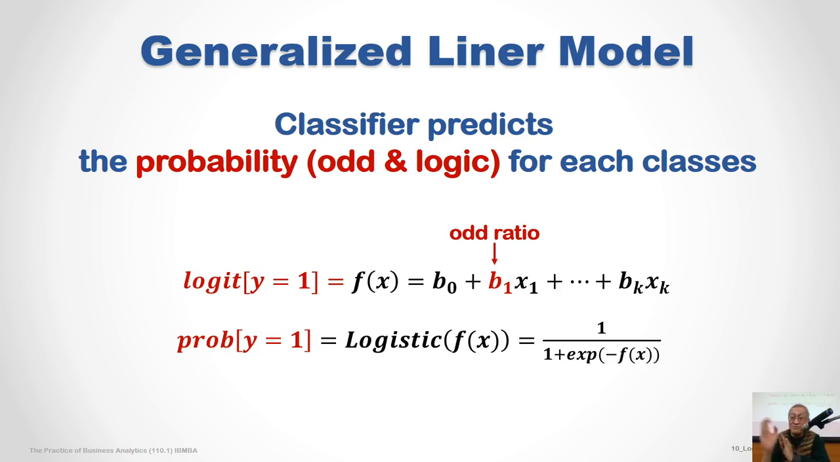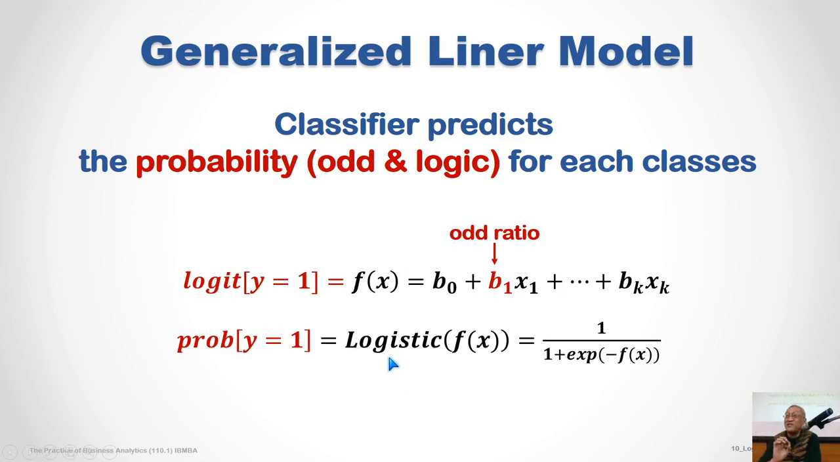So the key difference is that you no longer use this linear combination to predict y directly. You use a transformation function to transfer this linear combination into the probability that y equal to 1. And that is why it is called logistic regression, because the transformation function is called logistic. You get me?